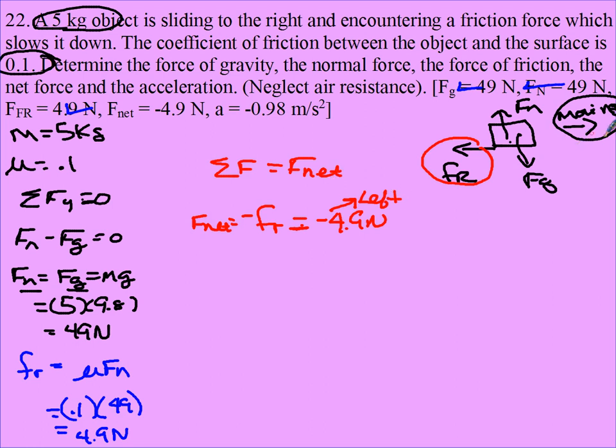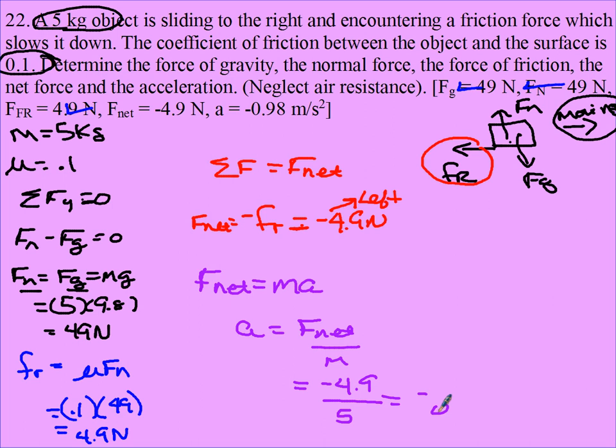Once I have the net force, I can find the acceleration. So F net equals ma. Solve for acceleration. It's F net divided by m. So F net is minus 4.9 divided by 5, or negative 0.98 meters per second squared. And all that negative sign means is my acceleration is this direction.